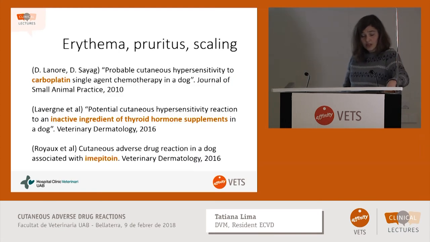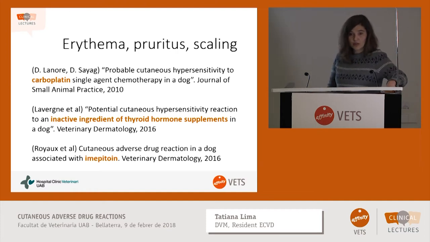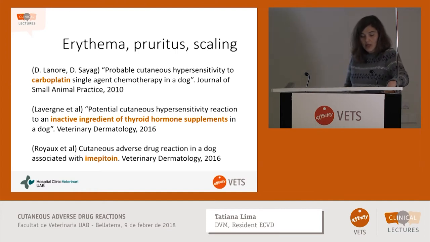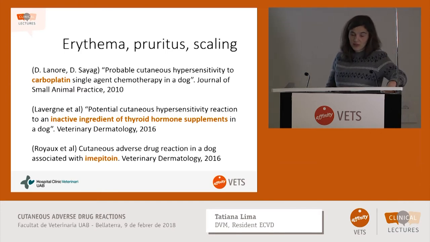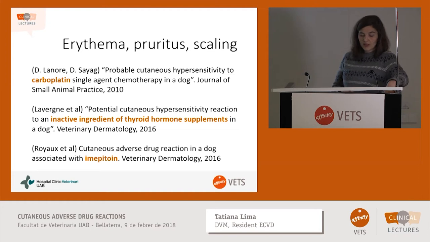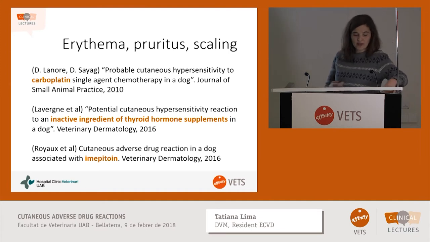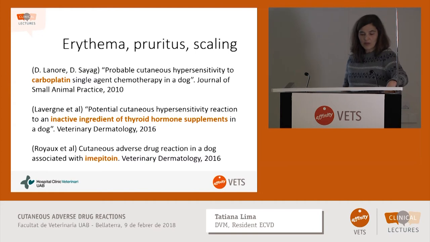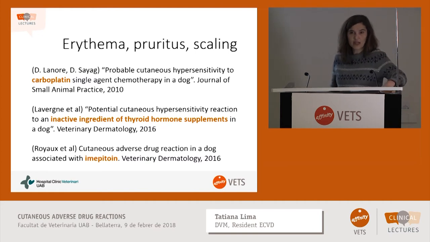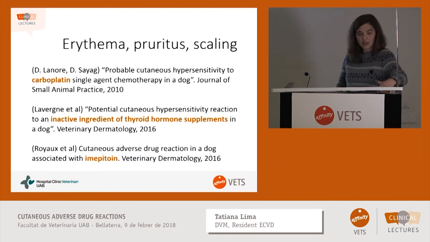There are other drugs: carboplatin, and inactive ingredients of a thyroid hormone supplement were also described. There's a recent case report with imepitoin. The clinical signs are erythema, pruritus and scaling, but the pathomechanism behind it may be a type 3, more like a lupoid reaction, though clinically we see erythema, pruritus and scaling.